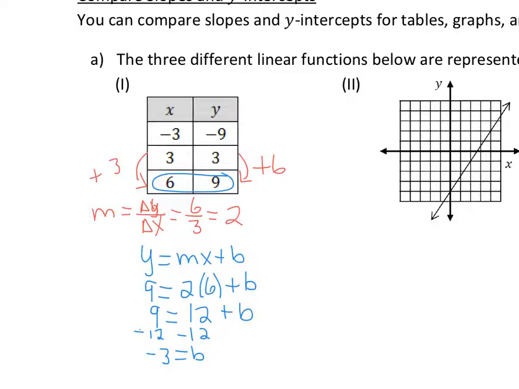I don't need to write an equation. I'm simply just interested in the slope and the y-intercept. So the slope is 2. The y-intercept is negative 3. Let's look at function 2.